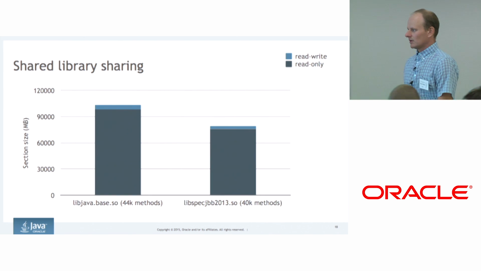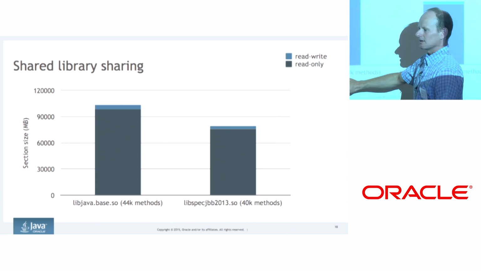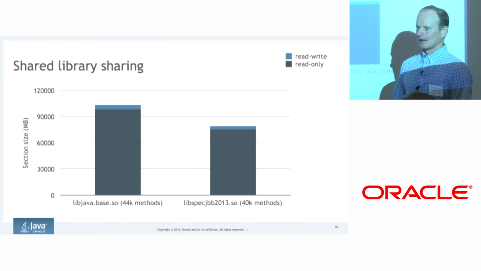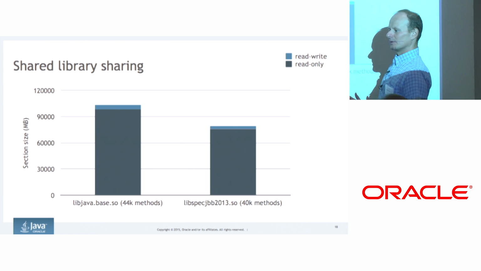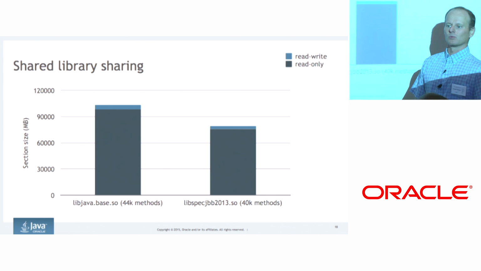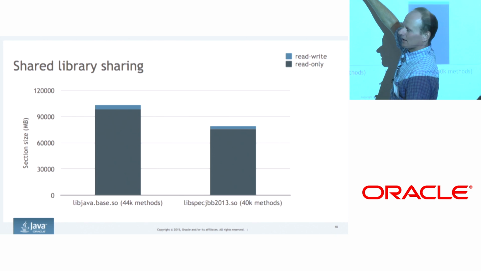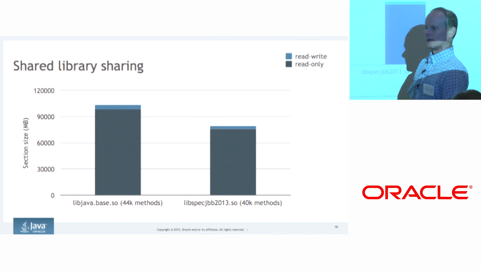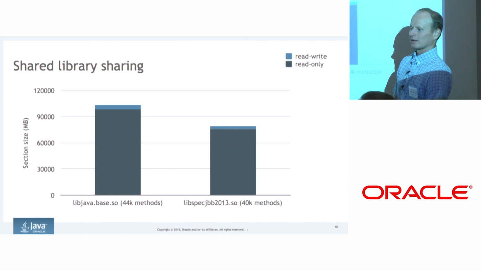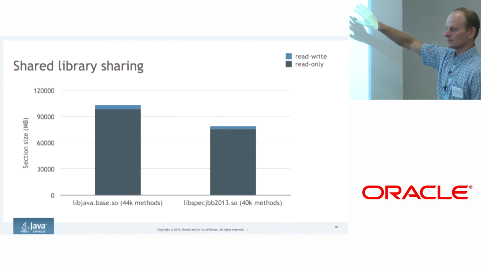And these are the libraries. So libjava.base, that's what it's called, has 44,000 methods compiled in it. Clearly, SPECjvm doesn't need all the 44,000, right? But we need some kind of analysis that figures out which ones we actually need to compile to get that size down. It's about 100 megabytes, that one library. And the dark part is the read-only part, that's the one you can share. And the other thing is all the GOT relocations and all that stuff.